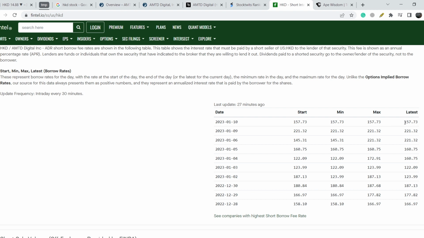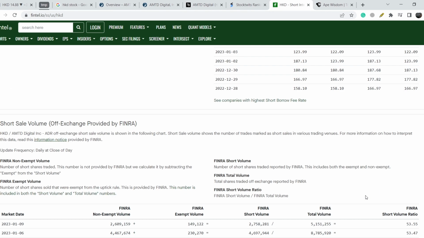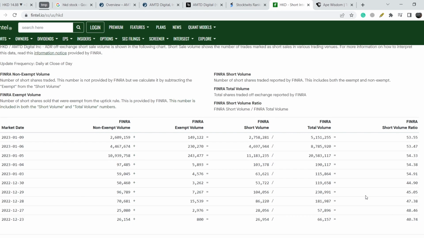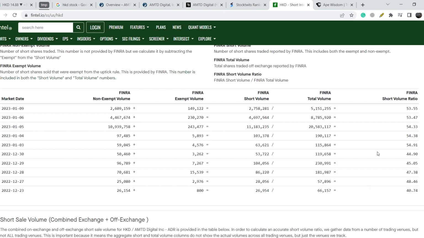It is extremely high at 157.73% right now, and previously it was even 221%. Definitely an extremely high short borrow fee rate. On top of that, the off-exchange short volume ratio is also quite high, and it is 53.55% right now. Definitely we can see an upcoming short squeeze, but we have to see more support from the retail community.